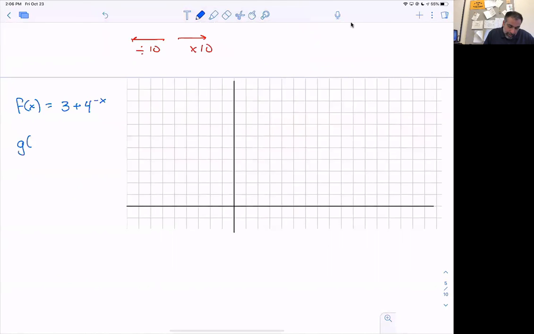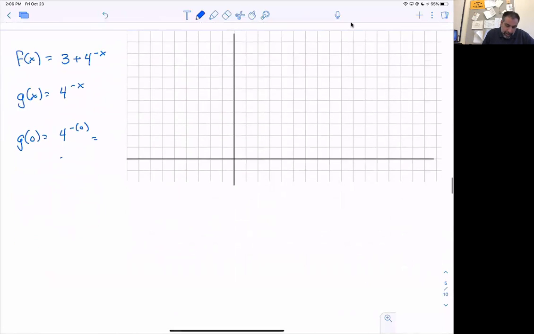Let's really look at what happens when we do g of x equals 4 to the negative x first. And then we'll take care of that 3. Because you should remember, that's just going to lift us up by 3. Well, 4 to the negative x, again, we're just going to start thinking about points. What's the y-intercept? Well, we're going to do g of 0. But notice the negative exponent doesn't do anything because it's 0, and negative 0 and 0 are the same. So we're still going to end up with 4 to the 0, and that's going to be 1.